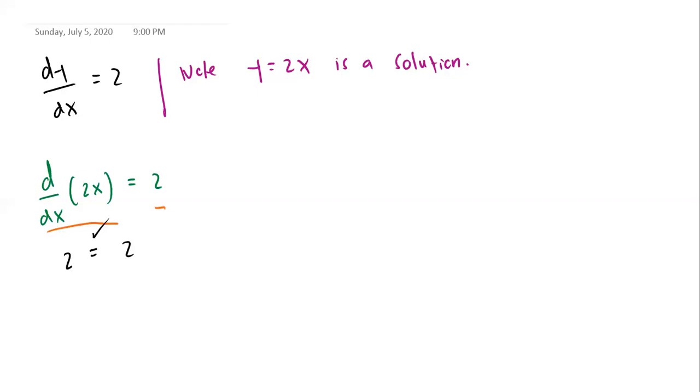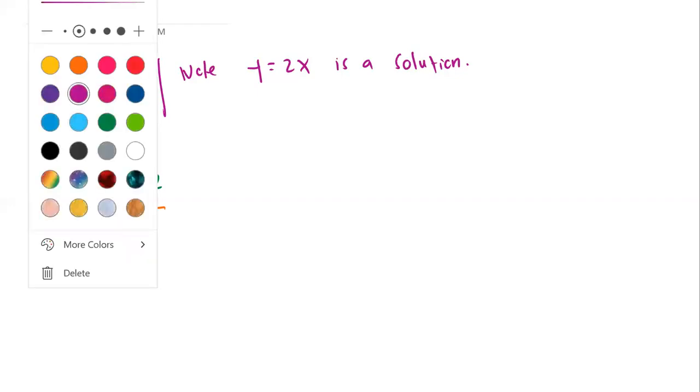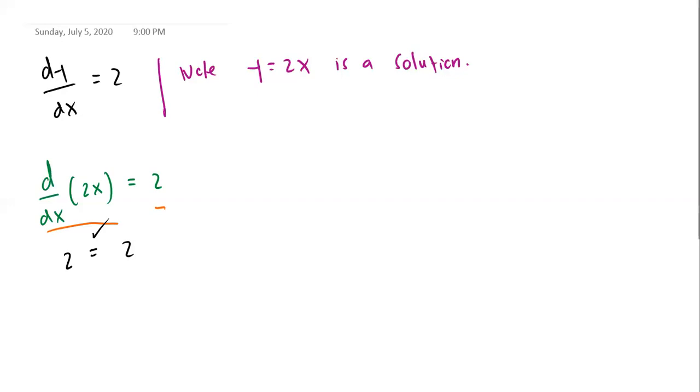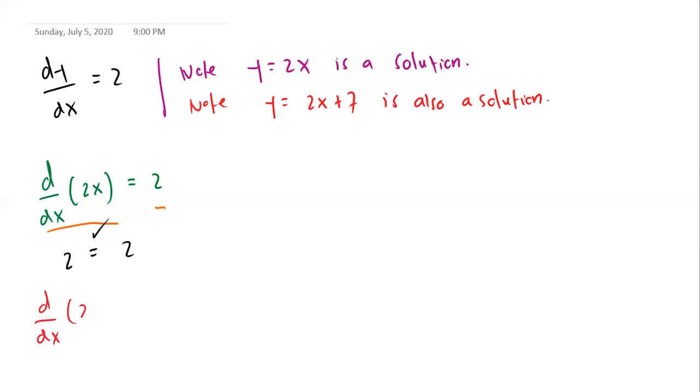Now, a differential equation can have more than one solution. In fact, it can have infinitely many solutions. For example, y equals 2x plus 7 is also a solution. How do we check that it is? Again, we just plug it into the differential equation. So d/dx, our function y, we're saying is 2x plus 7. So replace the symbol y, which represents the function, by the actual function 2x plus 7. And again, if this is a solution, then what's on the left should be equal to what's on the right of the equal sign. So let's simplify.